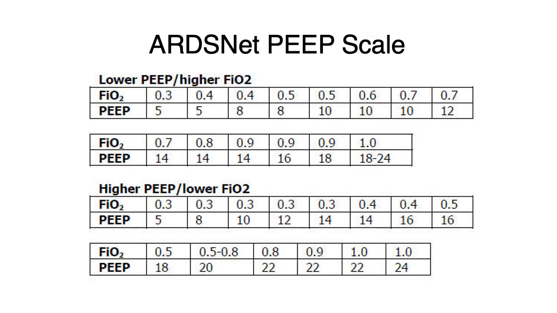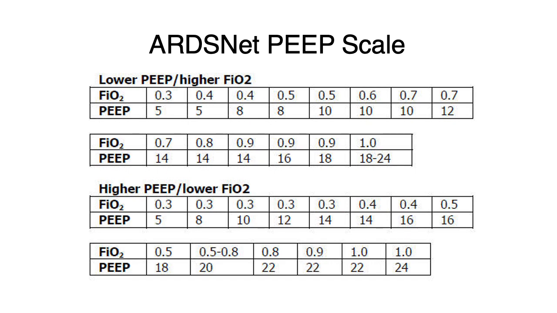These are two examples of PEEP scales from the ARDS trial. I strongly recommend using a PEEP scale to decide on your FiO2 and PEEP. These two dials should be used in conjunction with each other to maximally deliver oxygenation. The way we use these is you decide on a FiO2 and PEEP as a starting point.